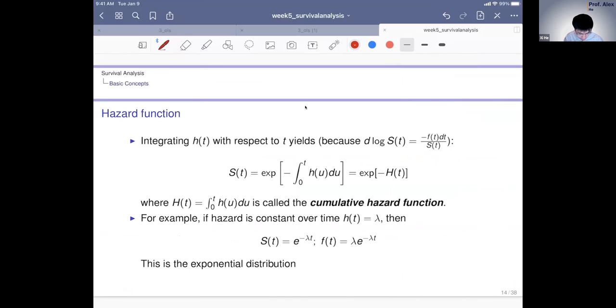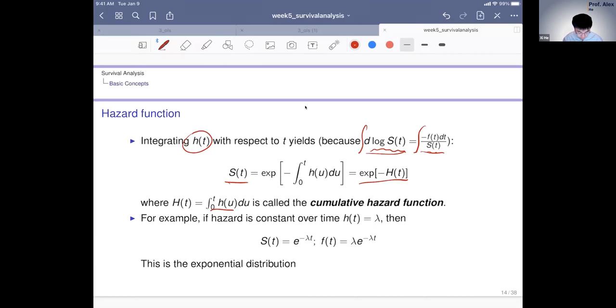So now let's see, if you know the hazard function, how do you get back to the survival function? To do that, you just integrate this function. Because if you take the derivative of the log of the survival function, using the chain rule, that is 1 over S(t), multiplied by S(t) taking the derivative with respect to t, which would just be minus f(t). So that equals this, and then you can integrate on both sides. But that's just some algebra. Once you know the hazard function, you can just integrate that to get the survival function.